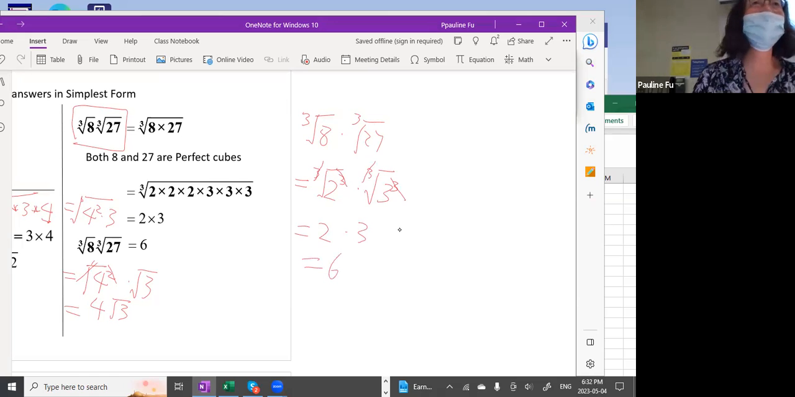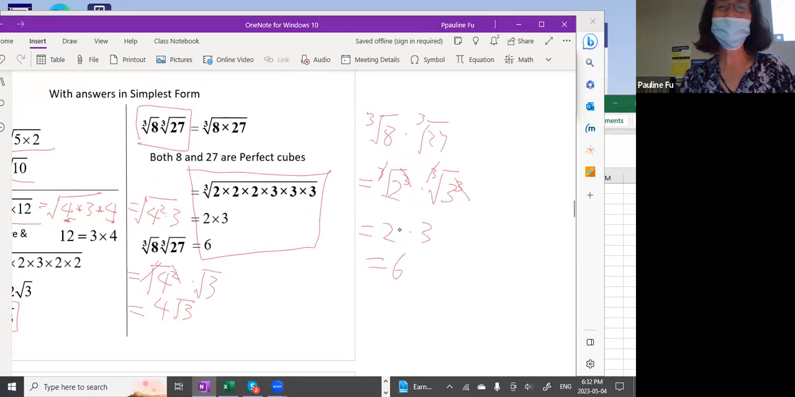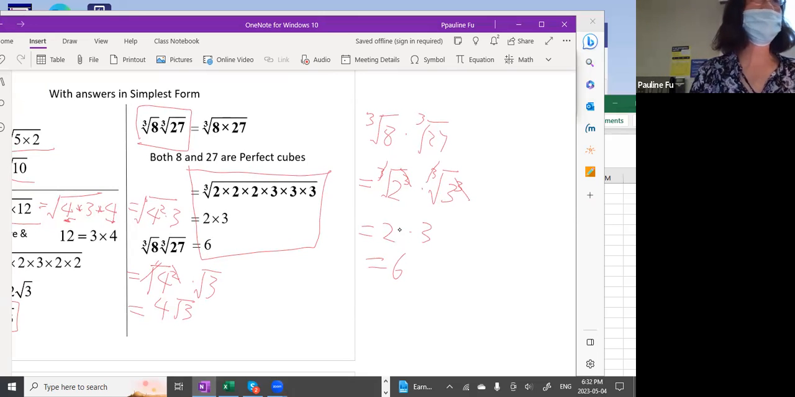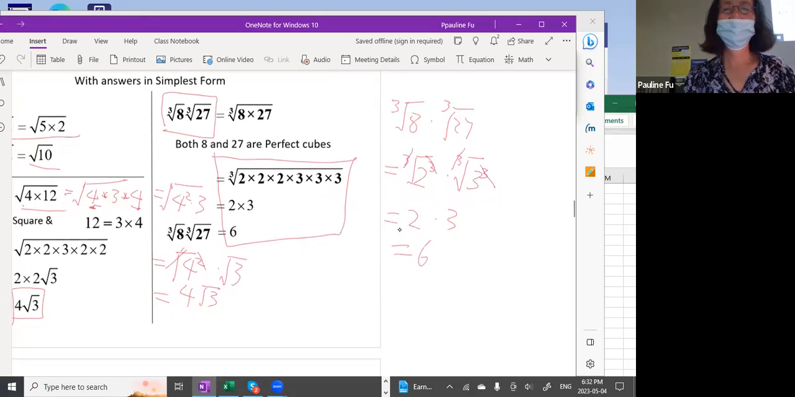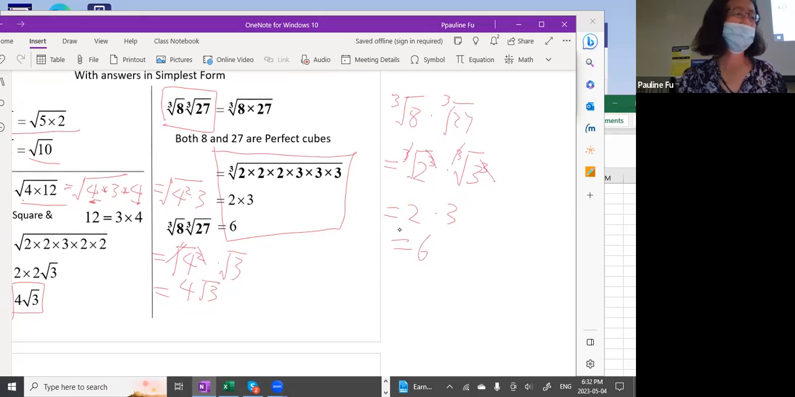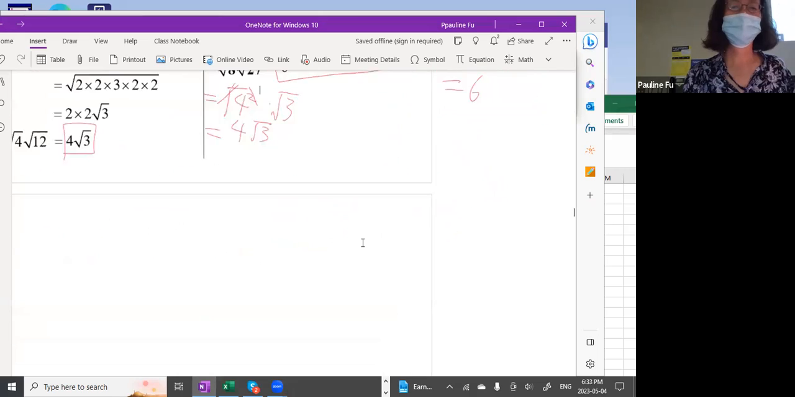This is another way to do it. One way is here. This is another way solution. So again, make sure you can do it using whatever method to come up with the correct answer 6. Questions? All right, so move on.